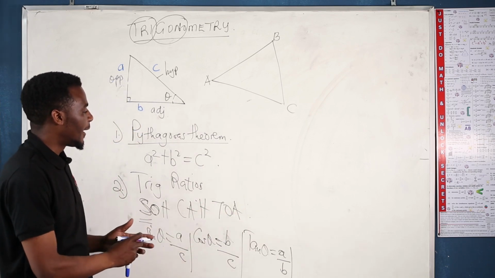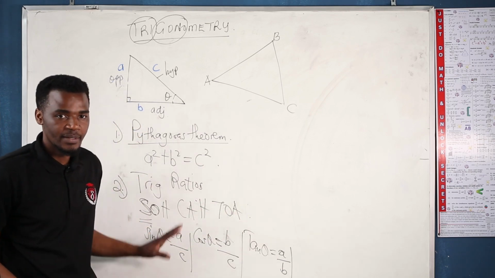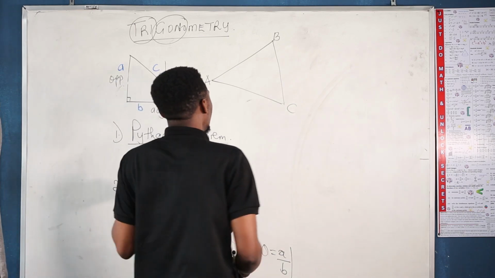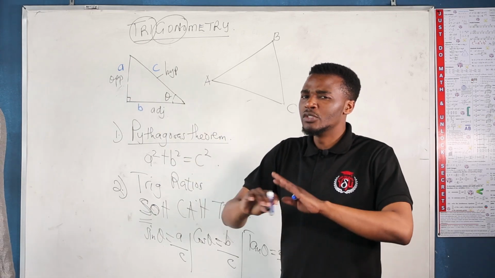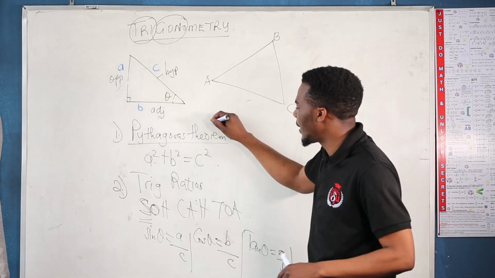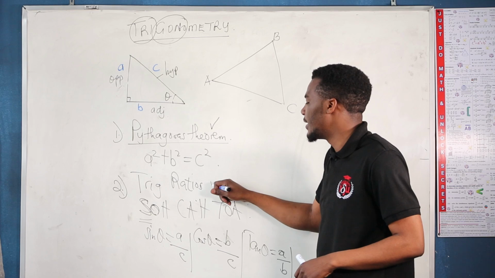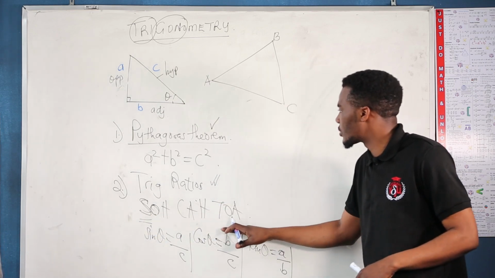So yes, I have explained this last time. This is just a hint I'm trying to provide to you. So when it comes to the right angled triangle, think of the Pythagoras Theorem, like I said, as well as the trig ratios, the SOHCAHTOA.